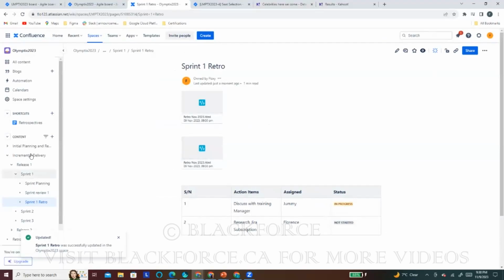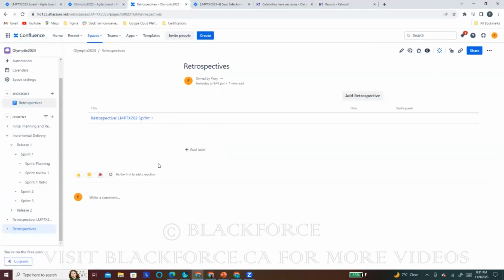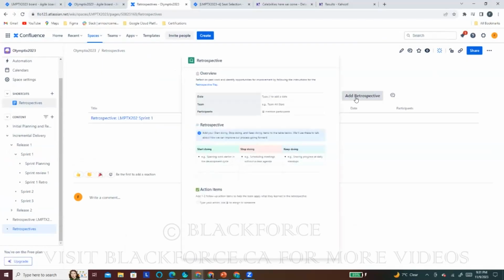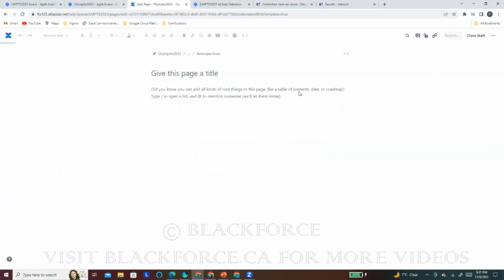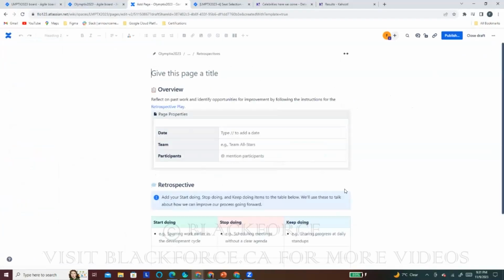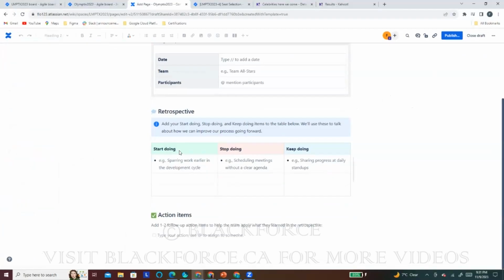Now, you can also do retros in Confluence, because in some organizations, they will do retros in Confluence, right? So this is a retro that you can do in Confluence, right? You see, you can add retrospective. So if you add retrospective, it's going to open up a page. Like, it can give you a sample, right? Start doing, stop doing, keep doing, and you can put all your action items here.